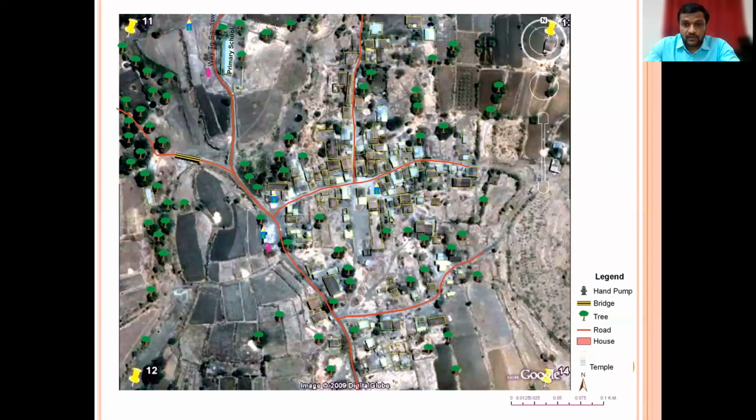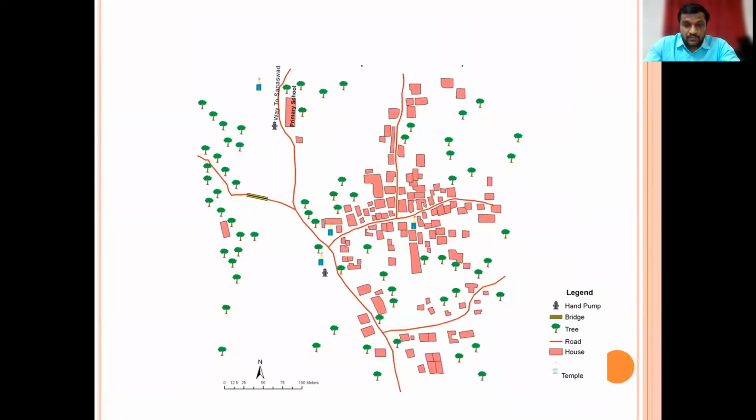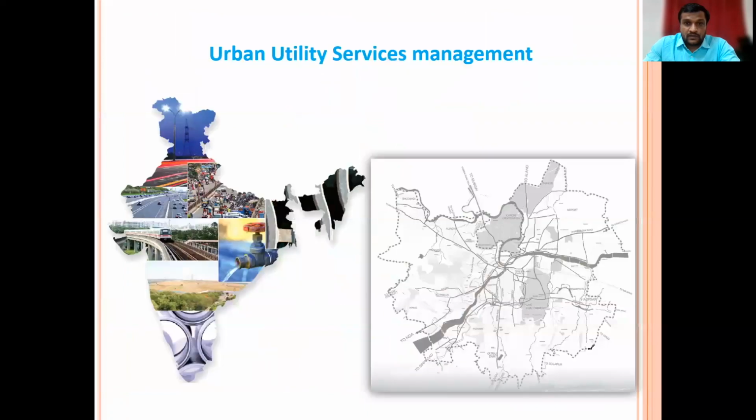This is another example of the use of remote sensing images for getting the exact location of different land surface features, including the trees, the bridges, roads, and different houses. Okay, this is a map. This is a spatial map that can be prepared using the GIS tools, GIS software.